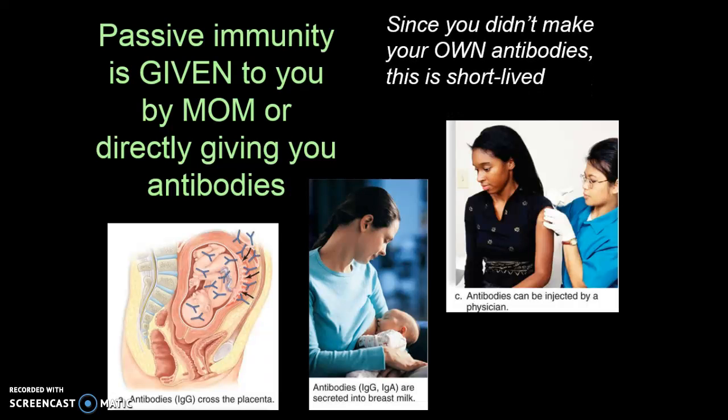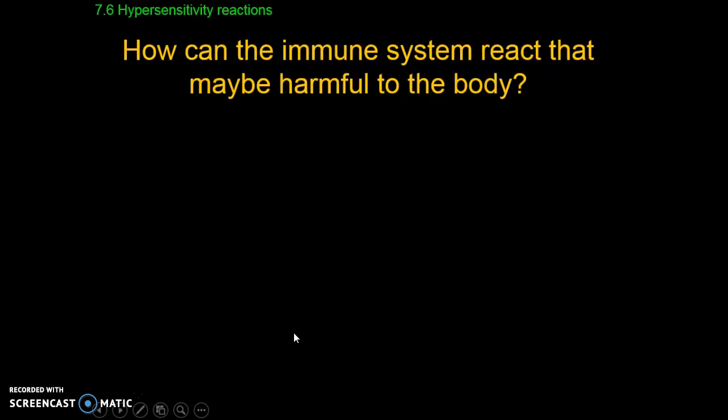Since you didn't make your own antibodies in terms of this passive immunity, it's short-lived. So the purpose of having antibodies pass through the placenta, the purpose of breastfeeding, is again to give that infant as many antibodies as possible while their immune system matures, because the antibodies given by mom in utero are only going to be detected for several months, maybe at very, very low levels at age 6 months, but by then the infant's immune system is doing its own job.